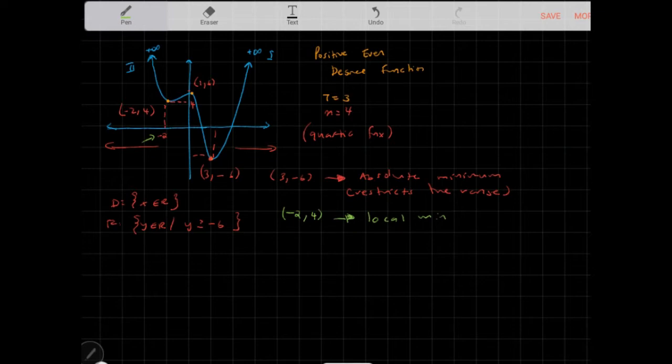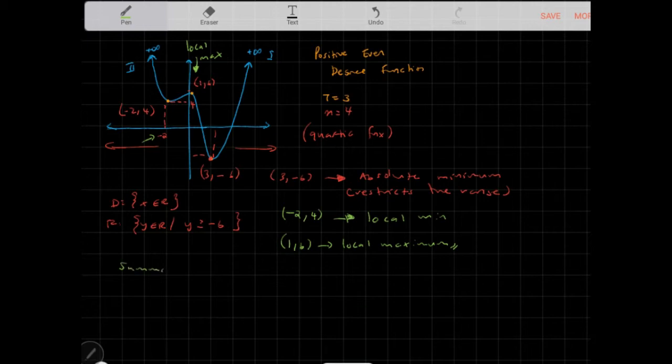So this is the local minimum, and because we had an absolute, the absolute will only restrict the range, and then this here would be the local maximum at (1, 6). So (1, 6) represents the local maximum. Okay, so this is really important to understand.